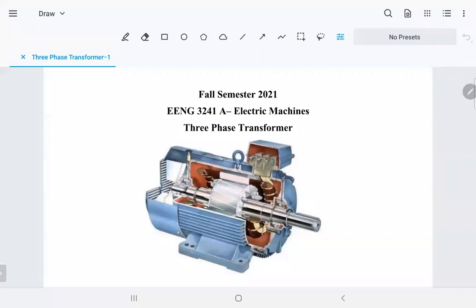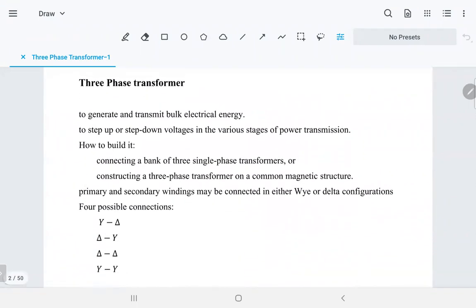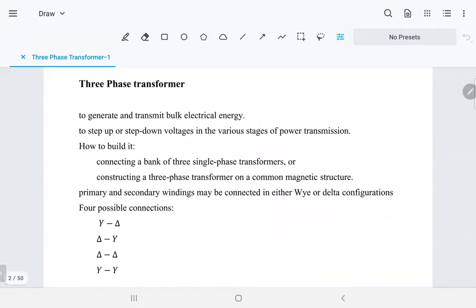Well, we'll start today the lecture for three-phase transformer. So if you understand single-phase transformer, three-phase transformer will be easy. And do we need three-phase transformer? Of course, we need three-phase transformer, because if we have a three-phase load, how do you supply it? You need a three-phase transformer.